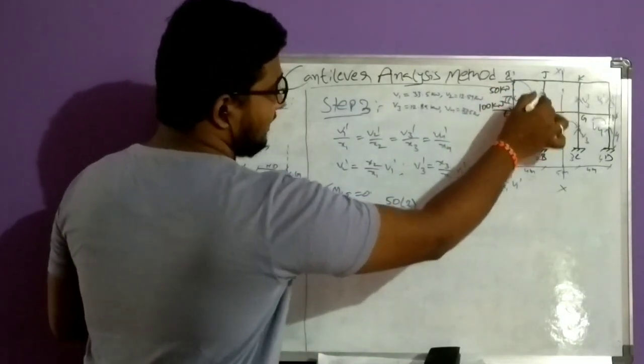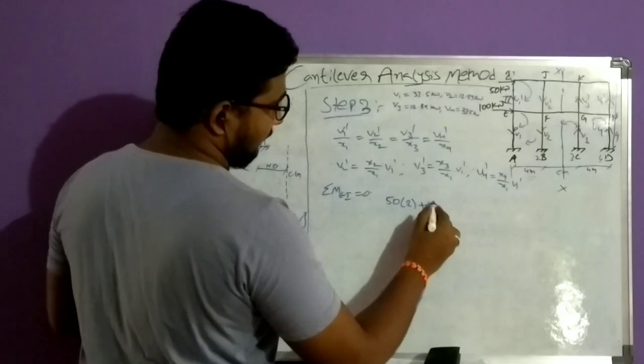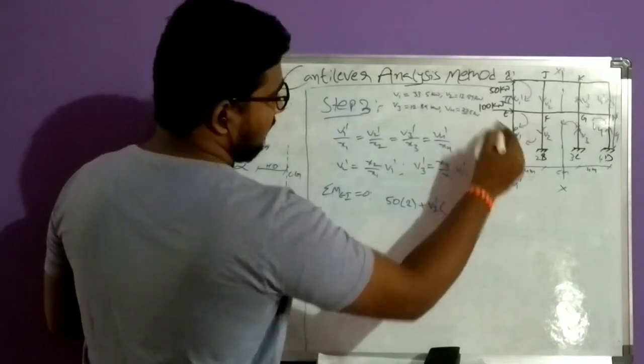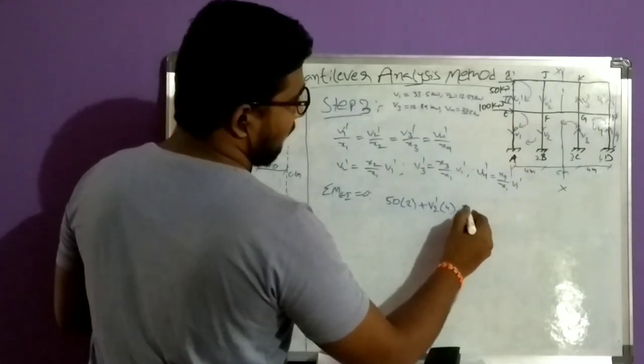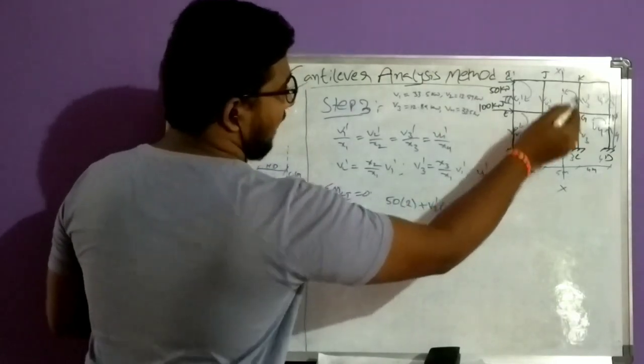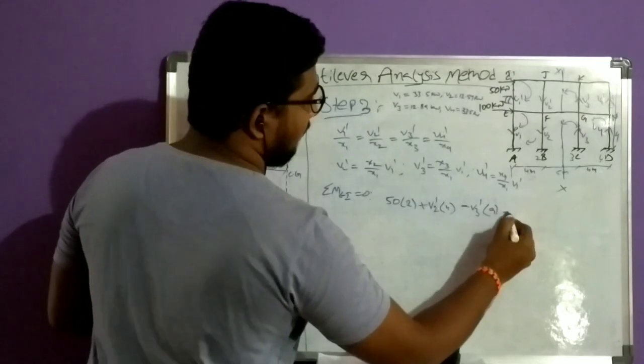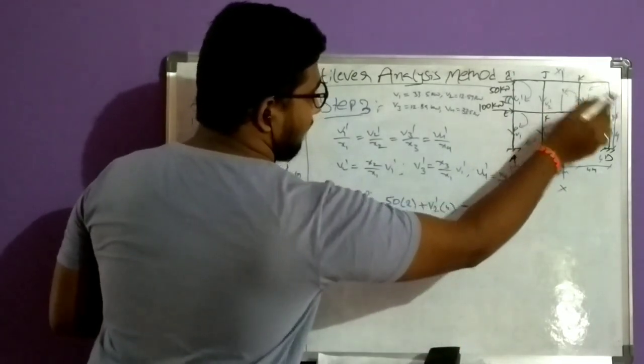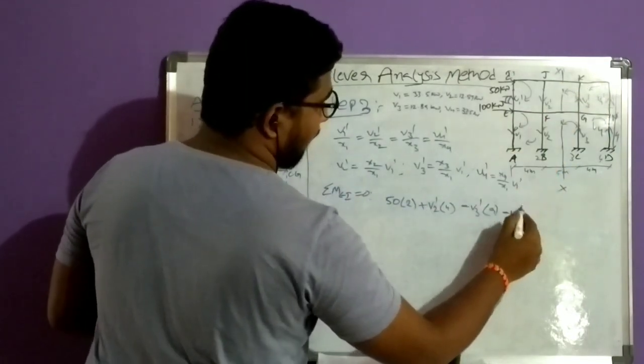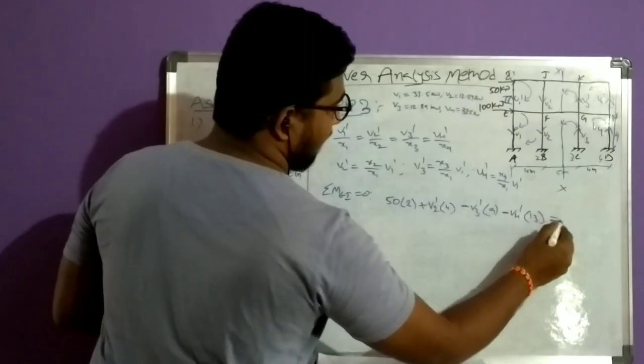And coming to this, V2 is acting. This is also positive. V2 dash into distance 4 meters, minus V3 dash into 9, because V3 is creating an anti-clockwise moment, that's why negative. Minus V4 dash into 13, as V4 also creates an anti-clockwise moment, equal to 0.